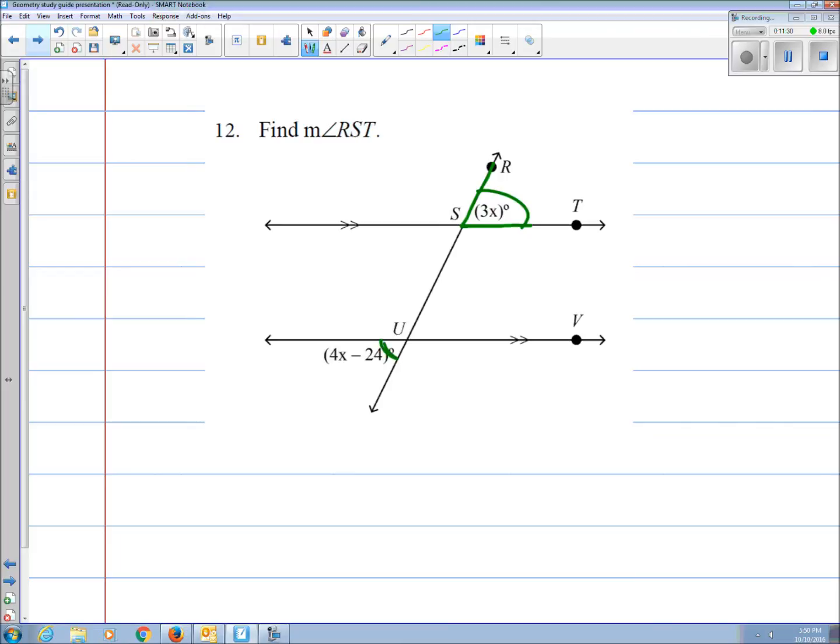over here. I know that those are alternate interior angles. And alternate interior angles are congruent. So those measures should be equal to each other. So I can write an equation, 4x minus 24 is equal to 3x. Then I can solve this equation and it'll tell me what x is.